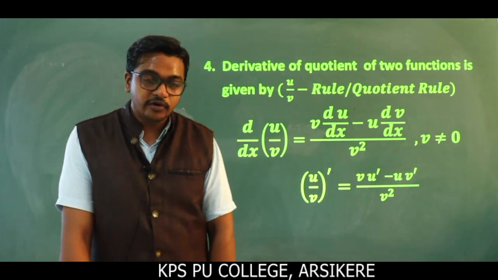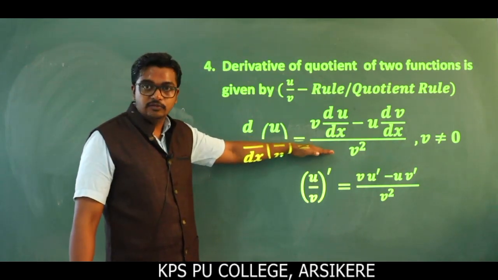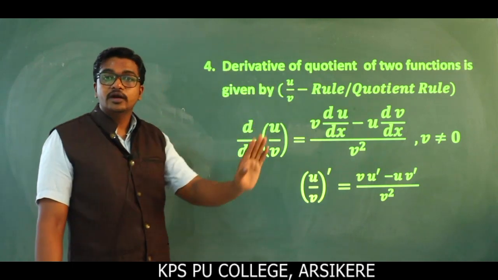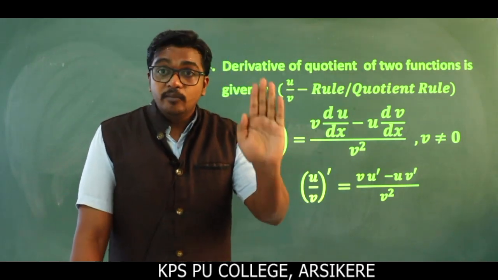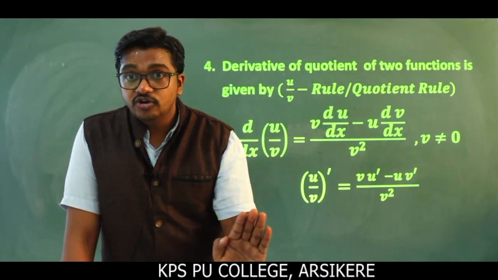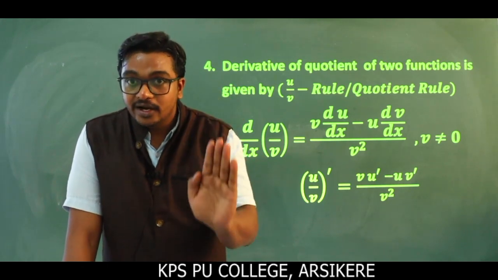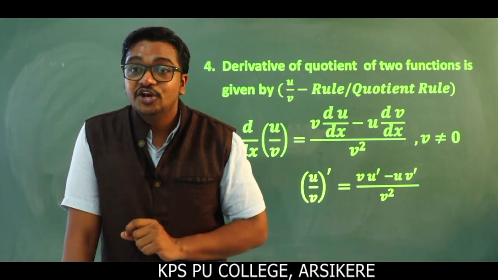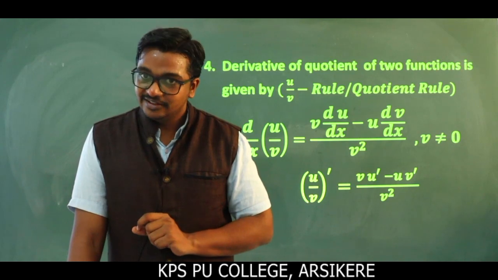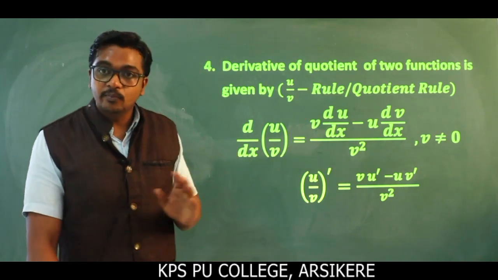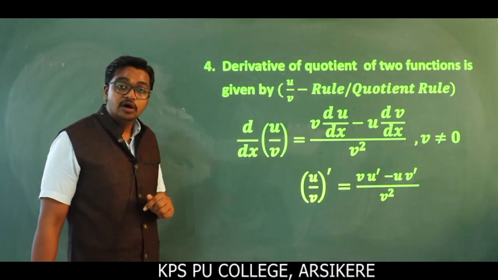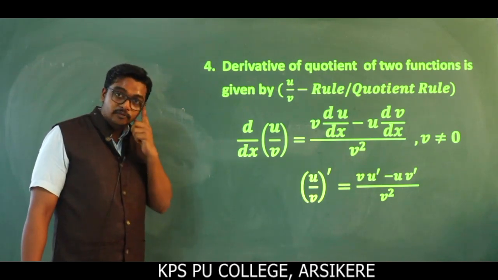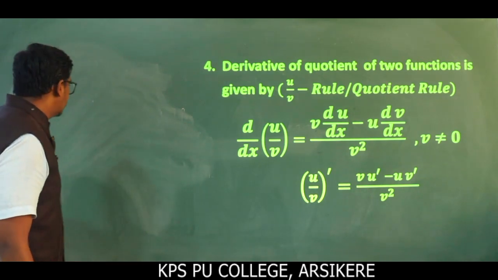This is very important one. First denominator whole square, then the numerator: denominator into differentiation of numerator minus numerator into differentiation of denominator. This is the condition. This is a very important one, u by v rule, or this is also called quotient rule. I will explain this method using an example.